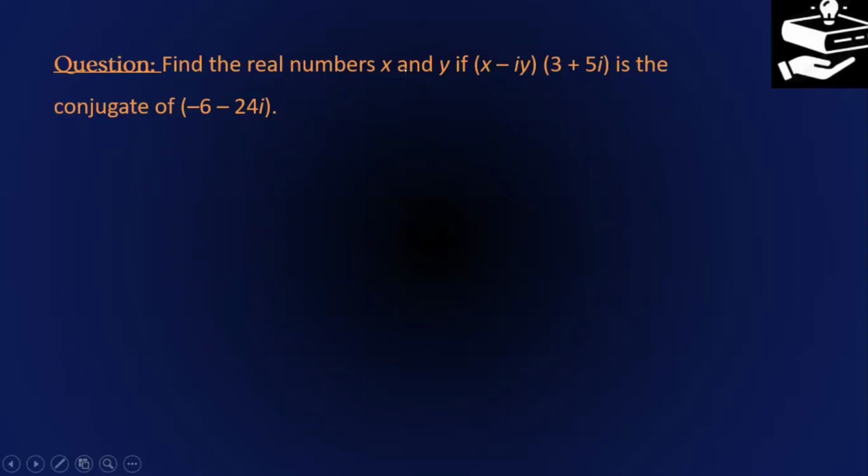Let's say find the real numbers x and y if (x-iy)(3+5i) is the conjugate of -6-24i. How can we solve this particular question, let's see. Let's assign that (x-iy)(3+5i) is z1. Let's say this is z1, z1 = (x-iy)(3+5i), and z2 is basically -6-24i.